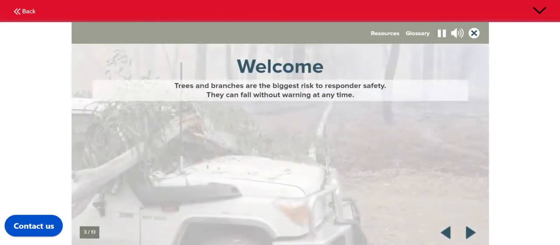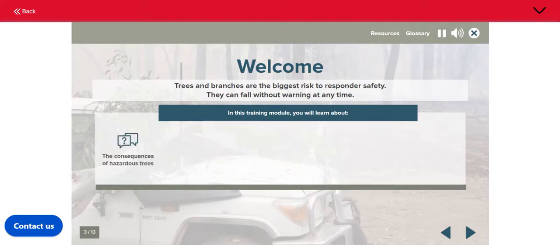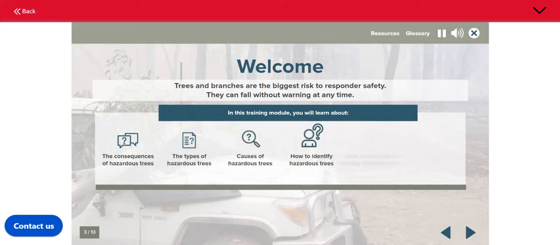Trees and branches are the biggest risk to responder safety. They can fall without warning at any time. In this training module, you will learn about the consequences of hazardous trees, the types of hazardous trees, causes of hazardous trees, how to identify hazardous trees, what to do when you identify hazardous trees, and your responsibilities.